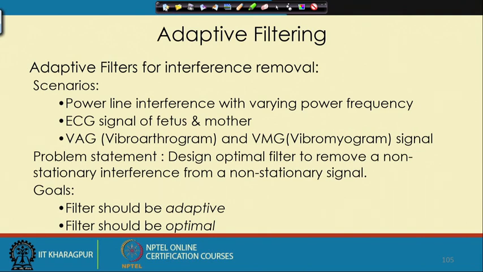Now, let us look at the next scenario, that already we have told about the ECG signal of the fetus and the mother.